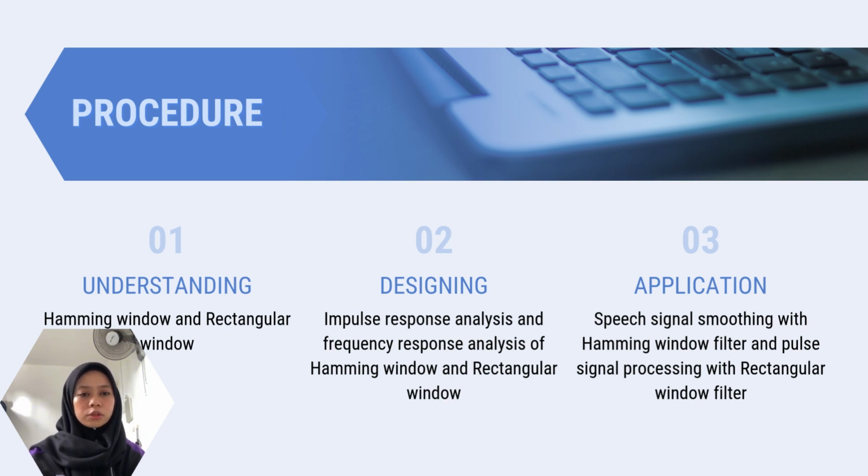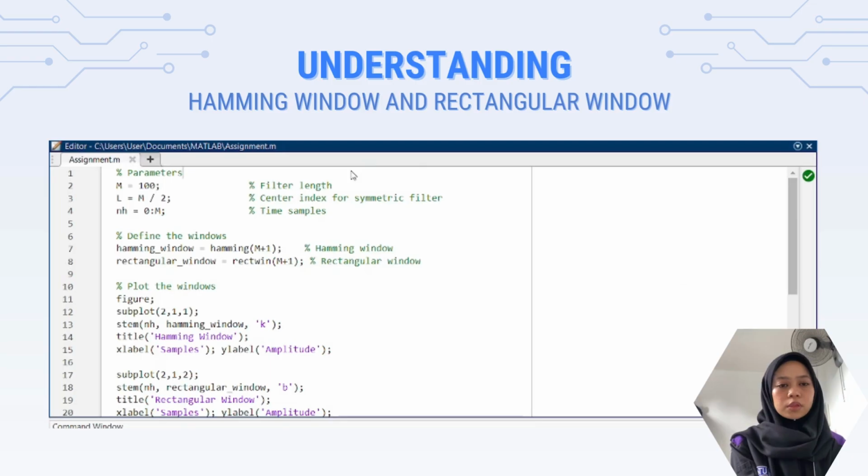So for the procedure, first is understanding the Hamming window and rectangular window. Next is designing, where we plot impulse response analysis and frequency response analysis for both Hamming window and rectangular window. Lastly, the application, where we use speech signal smoothing with Hamming window filter and pulse signal processing with rectangular window filter.